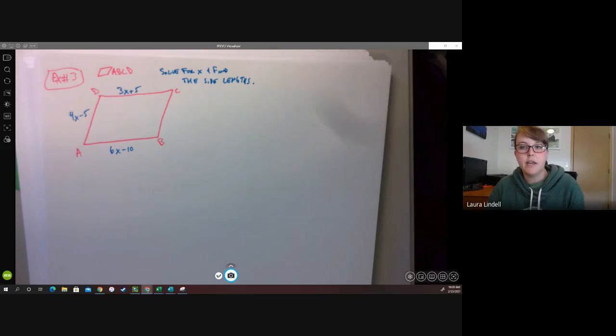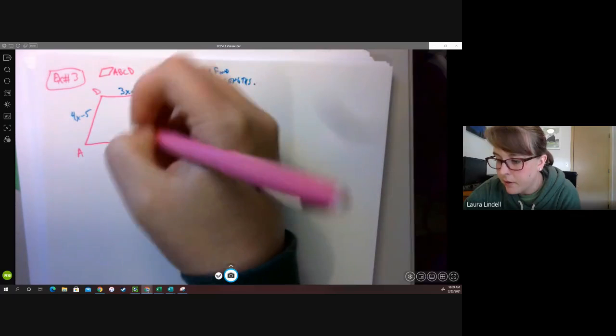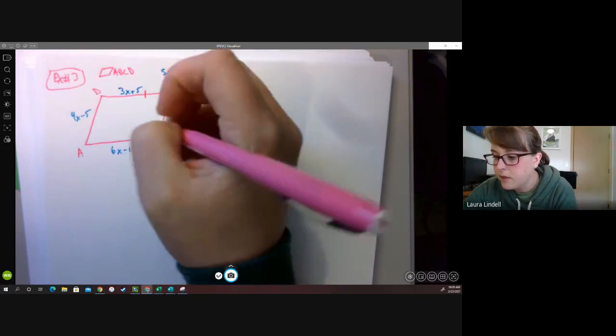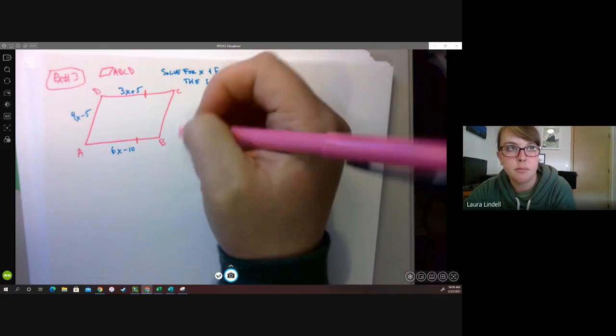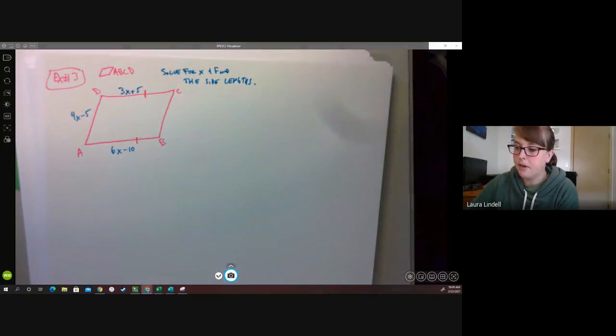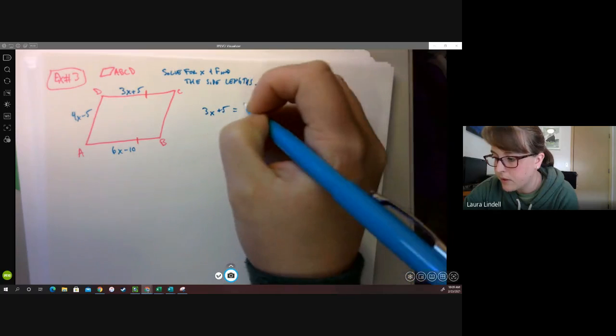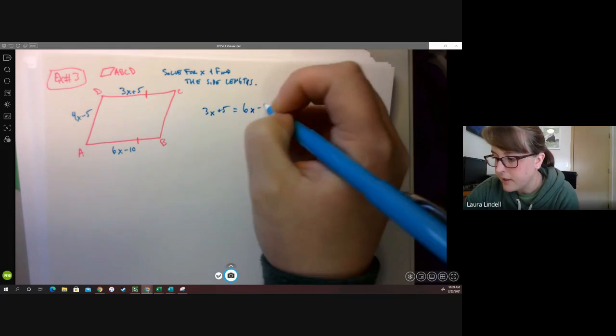Yeah, DC and BA. I like that. Because DC would be the one up here, BA would be the one down here. Those are opposite sides. Can't really do anything here because I don't know an expression for BC. So we'll go with these two. That should be enough. So we can go 3x plus 5 equals 6x minus 10.